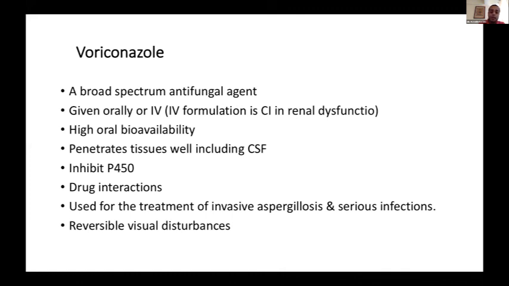Unfortunately, the intravenous formulation is contraindicated in renal dysfunction because of the vehicle it uses, the cyclodextrin. It can accumulate in renal dysfunction and cause toxicity. It has a high oral bioavailability and penetrates tissues quite well, including the cerebrospinal fluid. It's an inhibitor of cytochrome P450, just like the other azole, fluconazole. Therefore, it has quite a bit of drug-to-drug interactions.